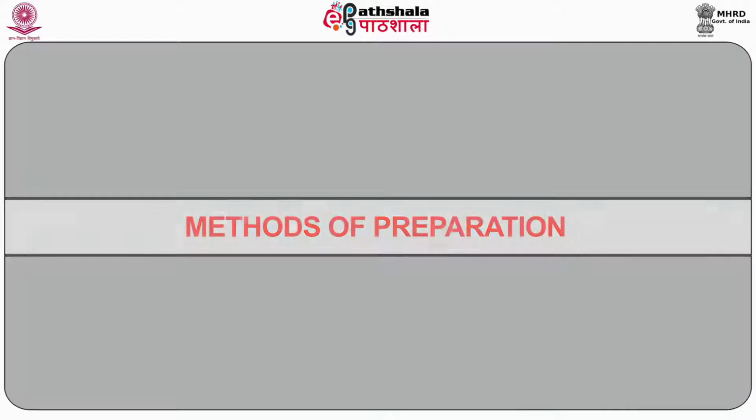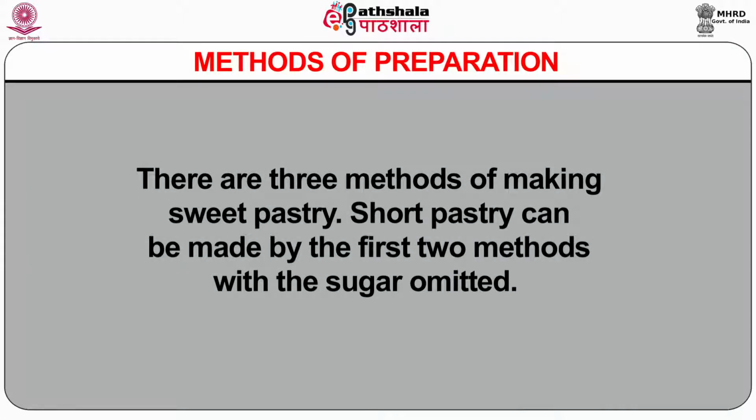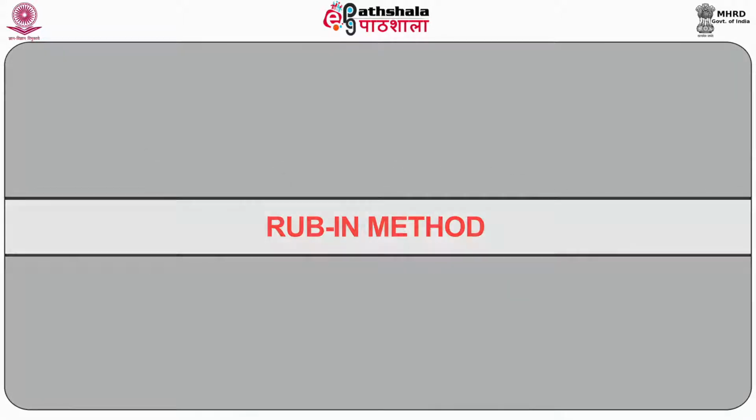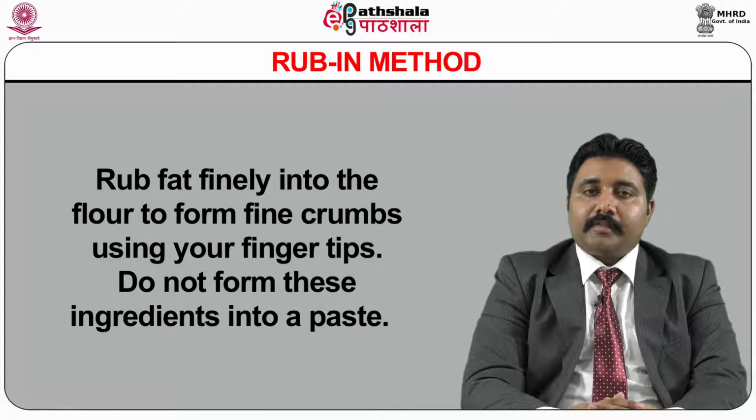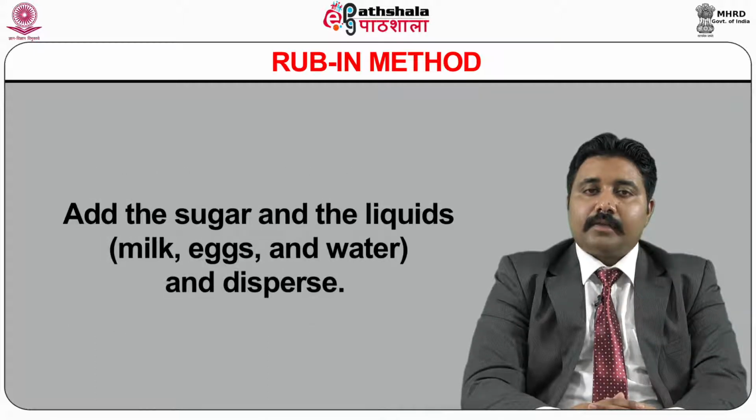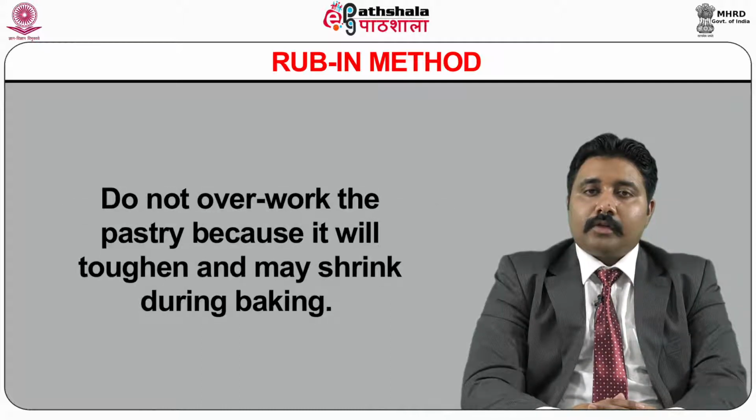Methods of preparation. There are 3 methods of making sweet pastry. Short pastry can be made by the first 2 methods with the sugar omitted. Rub-in method: combine the sifted flour with fat that has been cut into small pieces. Rub fat finely into the flour to form fine crumbs using fingertips. Do not form these ingredients into a paste. Add the sugar and liquid, milk, eggs and water, and disperse. Do not overwork the pastry because it will toughen and may shrink during baking.